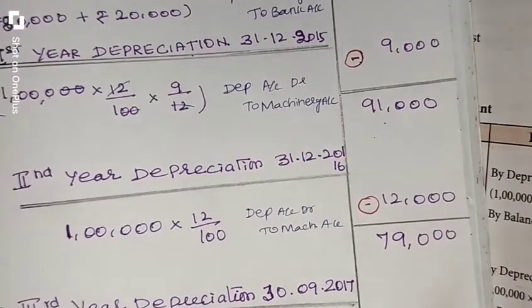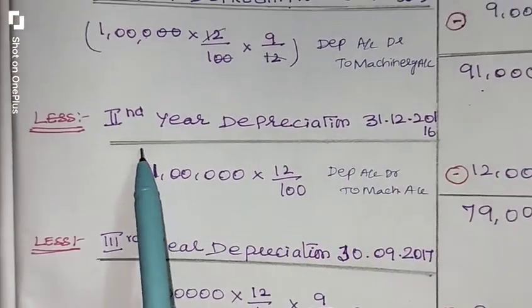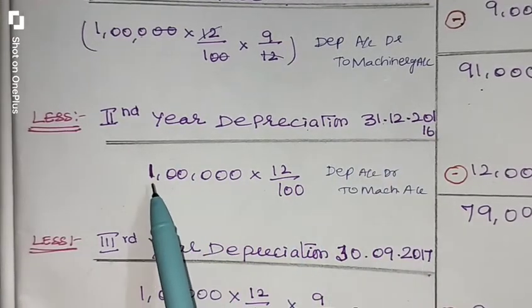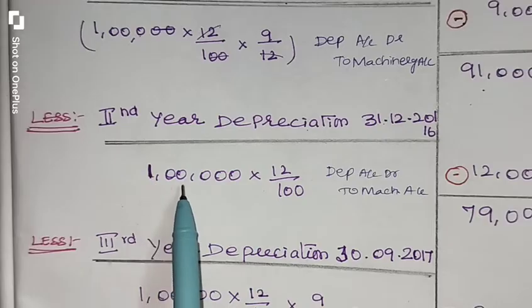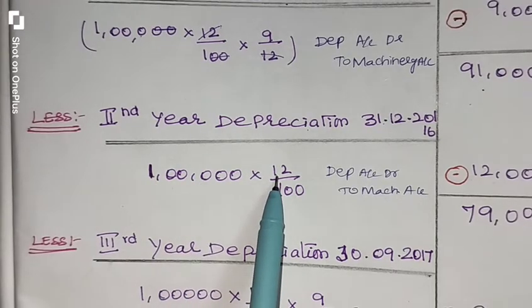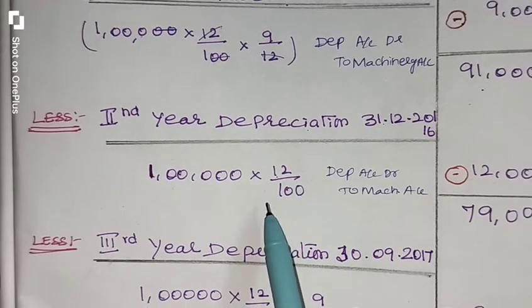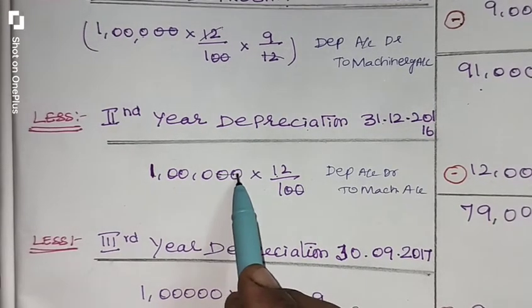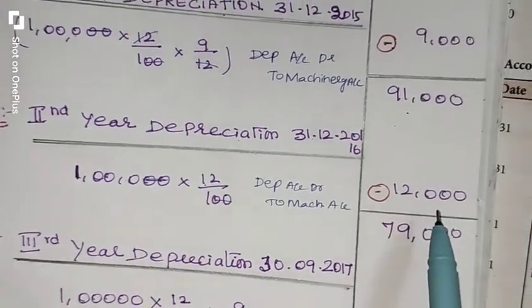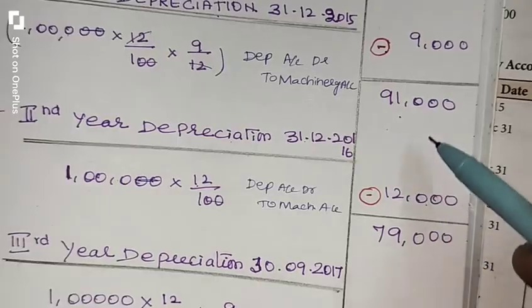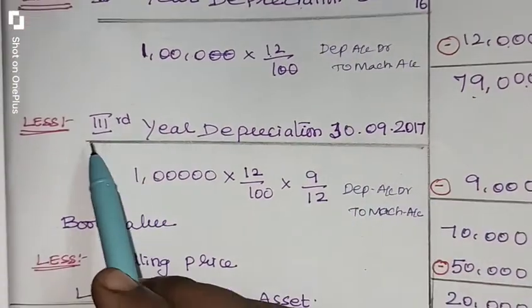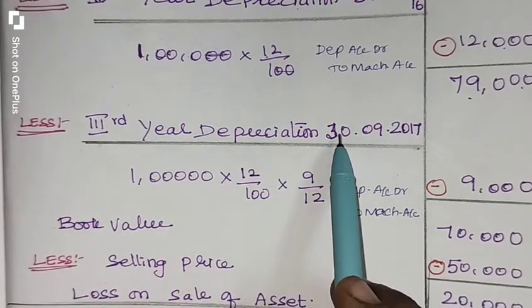Now we are going to find the second year depreciation with the closing accounting period. We are using the straight line method only. We have to take the original cost at the rate of 12%. For this, the 20 is cancelled, and the remaining 12 into 1000 gives us 12,000. Now we have to subtract 12,000 from 91,000. We will get 79,000.